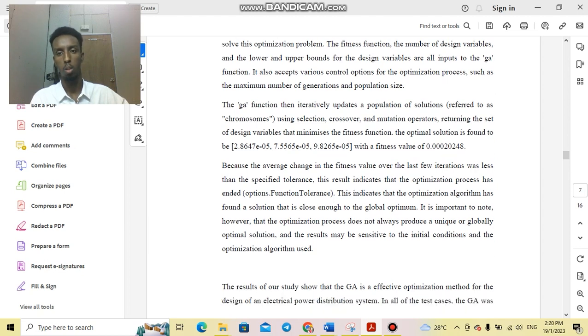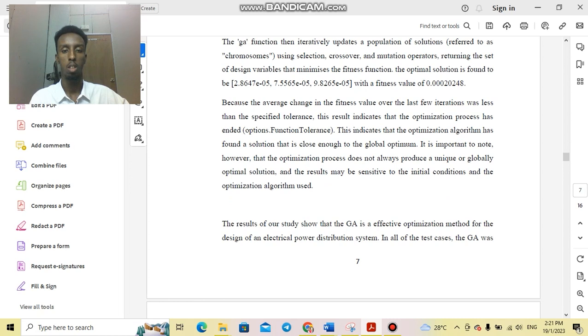value of this one is 0.0002020248. So the result of our study shows that the genetic algorithm is an effective optimization method for the design of analytical power distribution systems in all of the test cases.